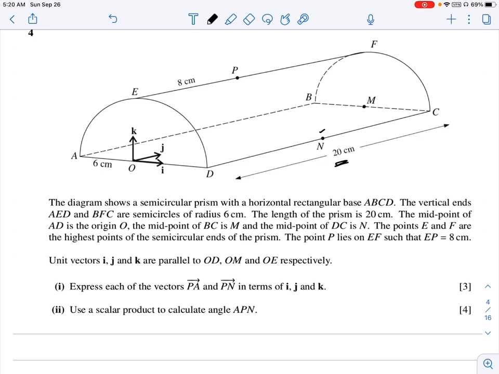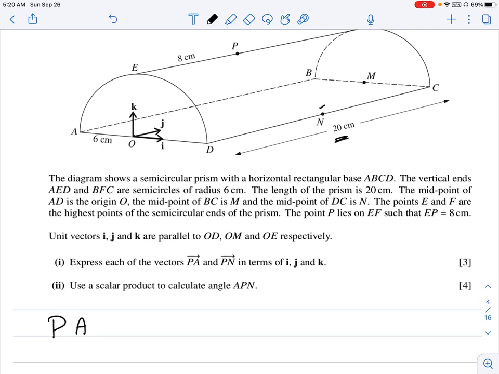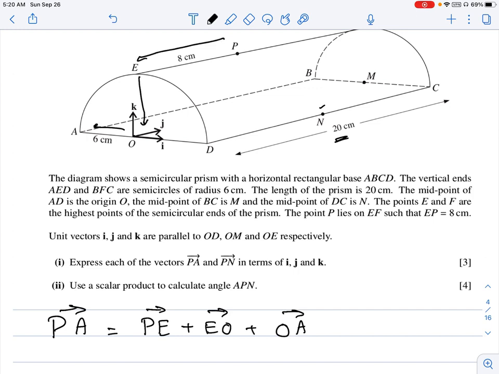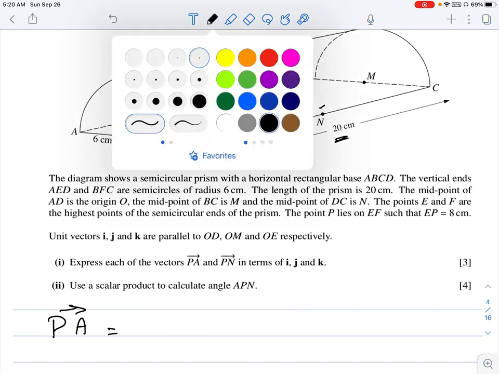How should I get P to A? PA means I should start from P and end at A. So I will go P to E, then E to O, then O to A. That should be the path. I go P to E, then I come downwards, then I go backwards. If I do that in a different color, it will be easier to understand, because black is already there in the question. So I choose blue. So I want P to A.